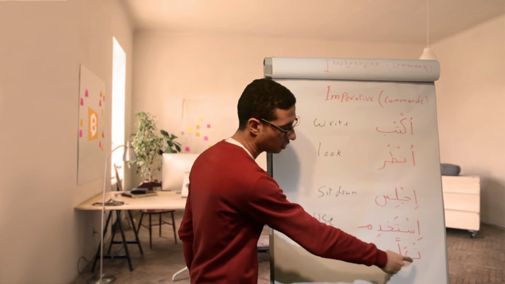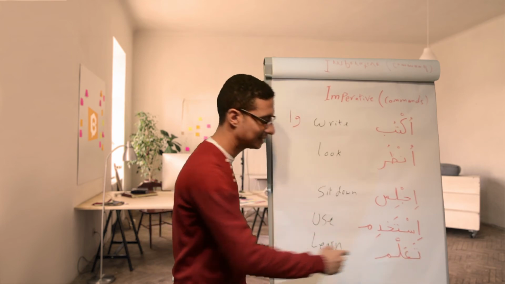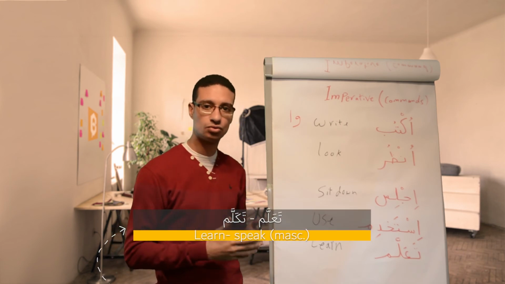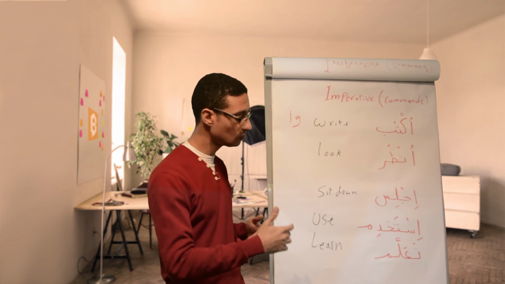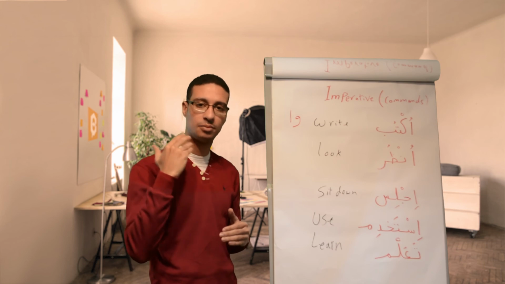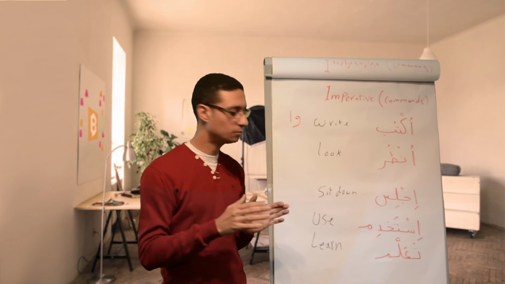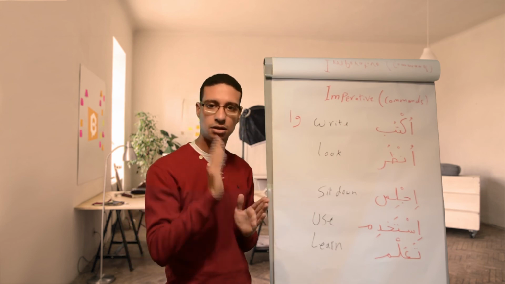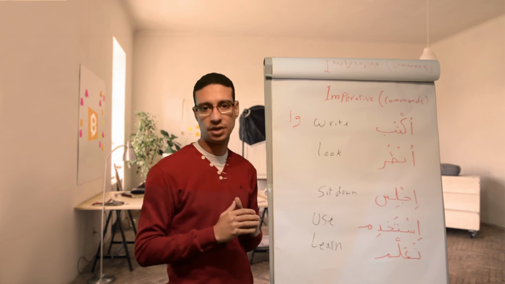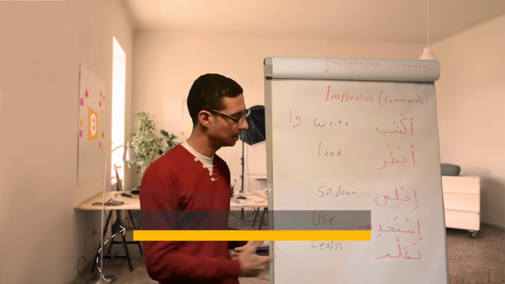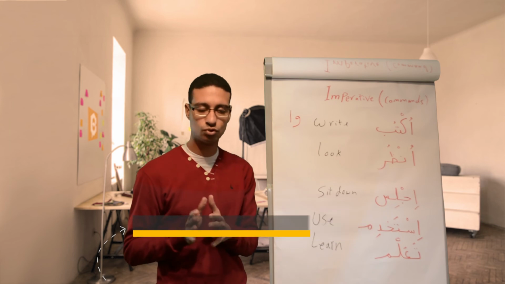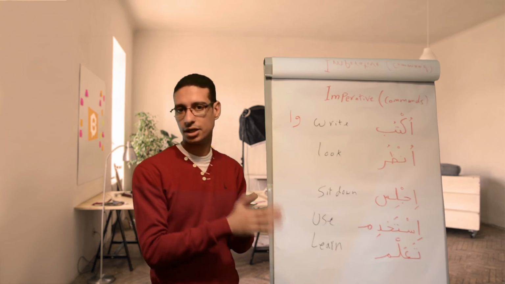Another form is the verbs that start with ta, like تعلم, to learn, تكلم, to speak. So تعلم, we don't add alif. In the present it's يتعلم, in the imperative it's تعلم, learn. تكلم, speak. An example is تكلموا بالعربية, speak in Arabic.